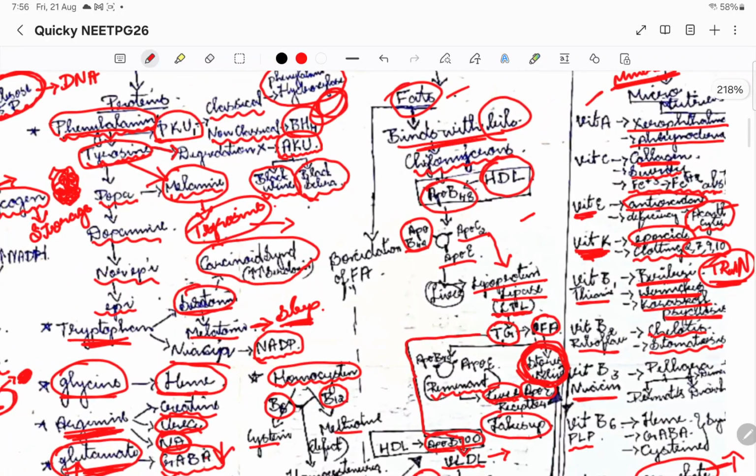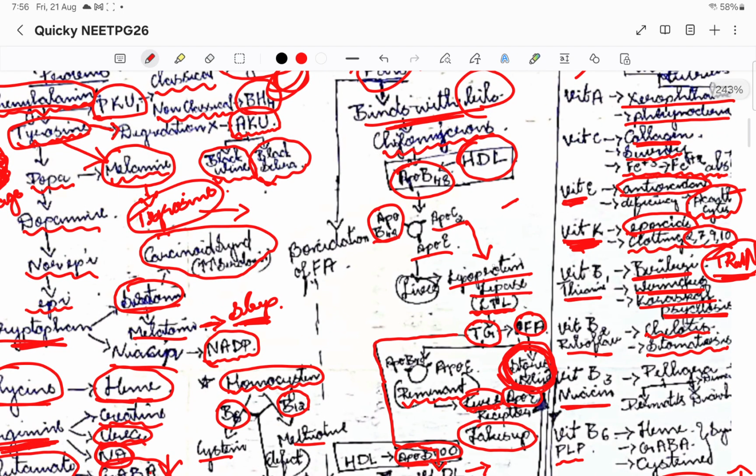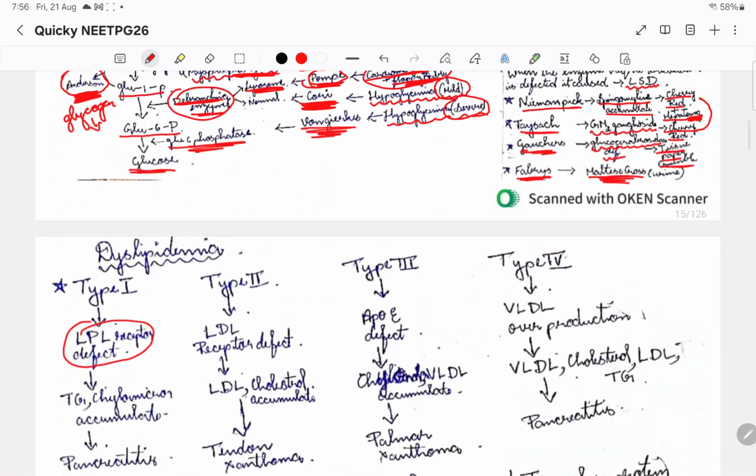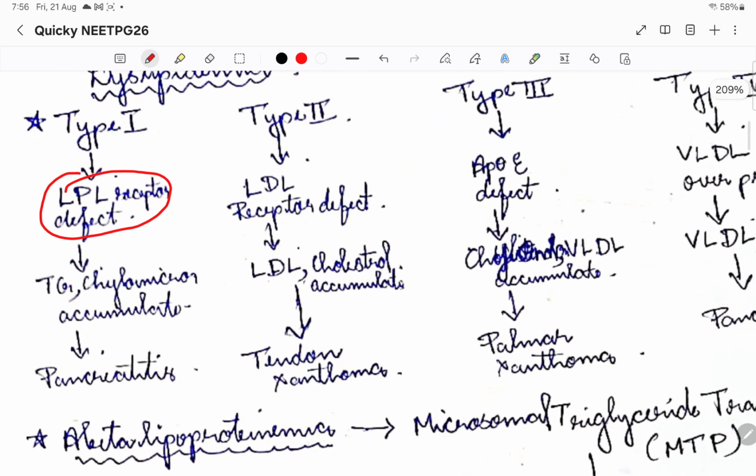Remember, ApoC2 activates lipoprotein lipase, which converts chylomicrons into triglycerides and fatty acids. Suppose this lipoprotein lipase itself is absent or there is a defect in it, what happens? The chylomicron that was formed will start accumulating in the body because there is no utilization by the liver. So chylomicrons and triglycerides start increasing and there is a risk of pancreatitis. That is type 1 dyslipidemia.